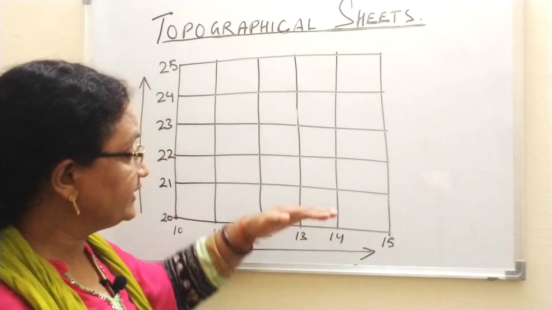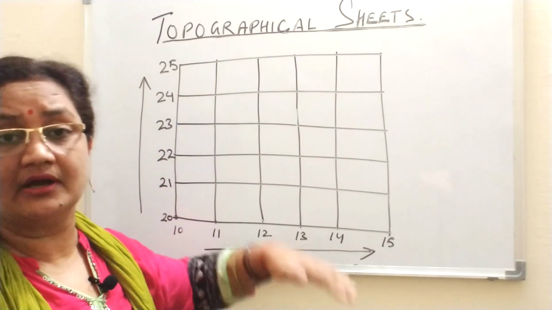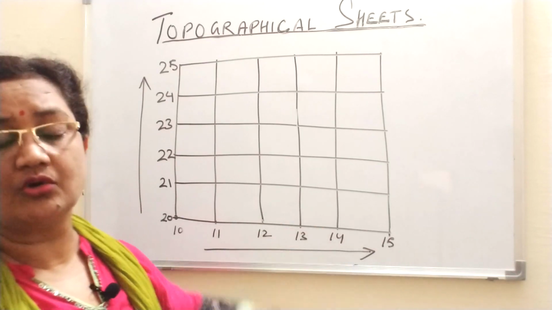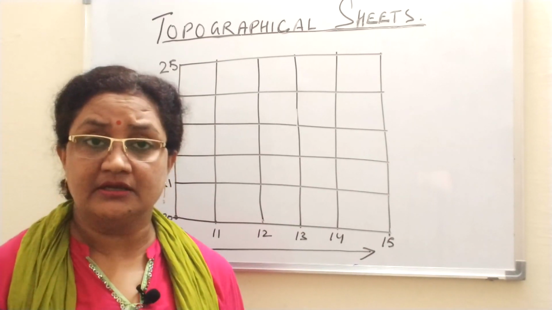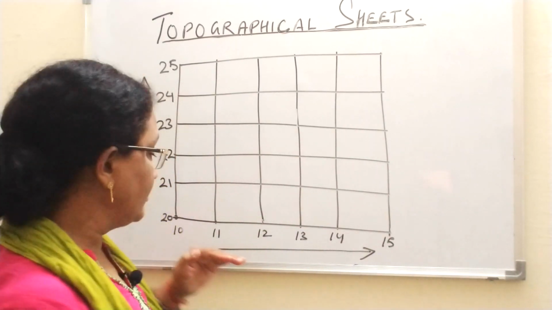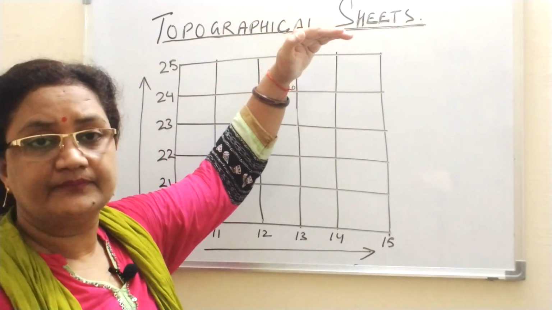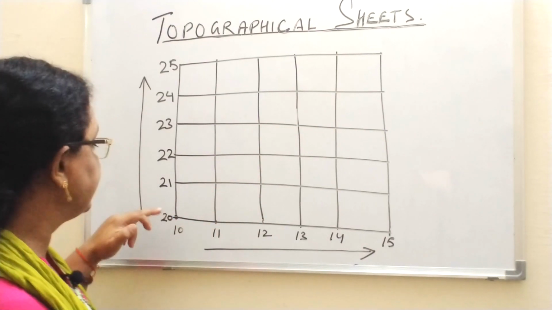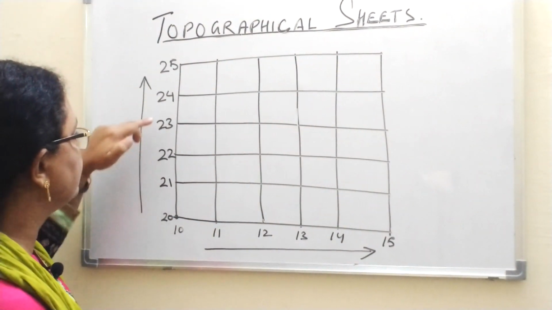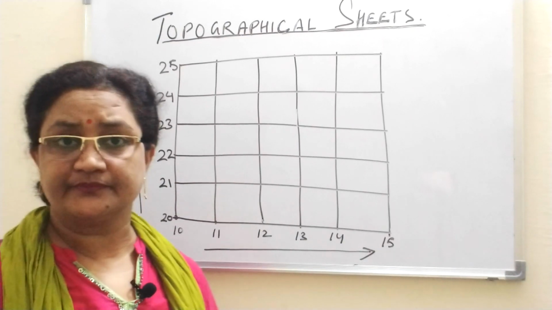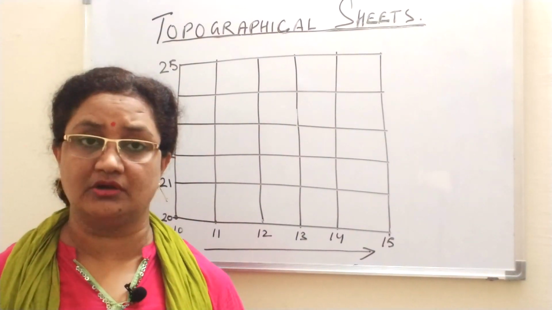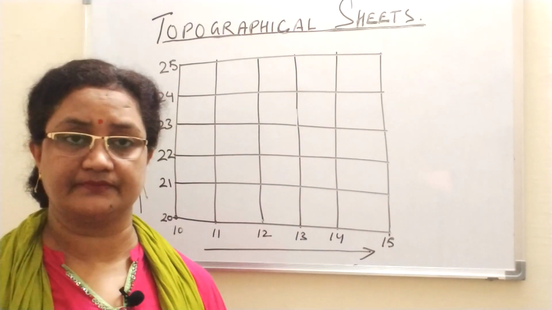In the same way, all these horizontal lines which are drawn here are called northings. The reason is again, as we go from this level towards the north, the numbers are increasing: 20, 21, 22, 23, 24 in this manner. And that's why these are called the northings.